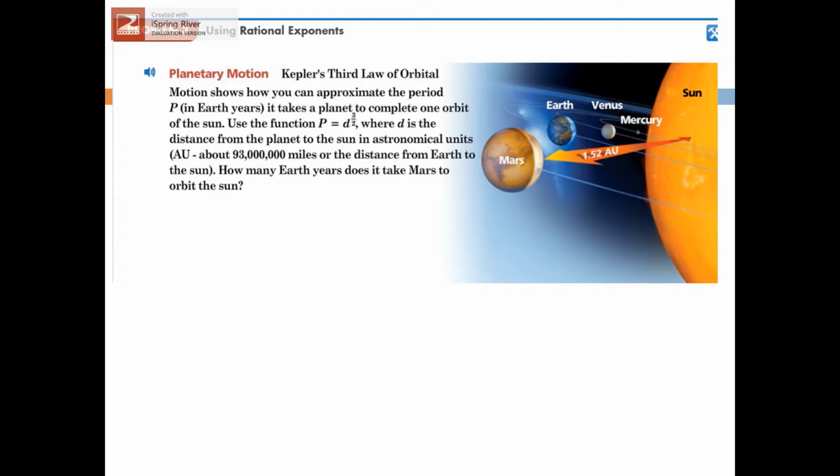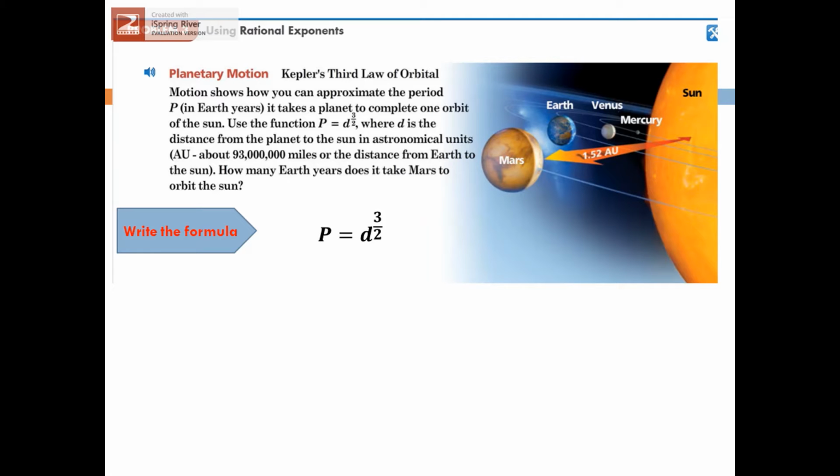Now the question is, how many Earth years does it take Mars to orbit the Sun? Given is the distance, which is 1.52 AU from Sun to Mars. First step, write the formula. What is our formula? It's already given in the problem, and that is P equals D raised to 3 over 2. D stands for the distance.